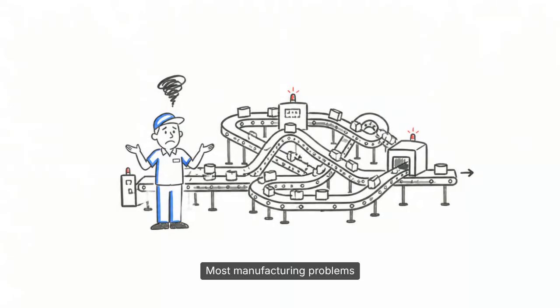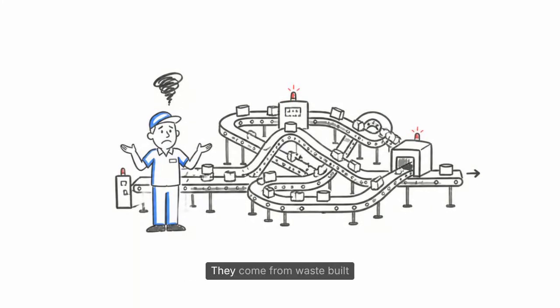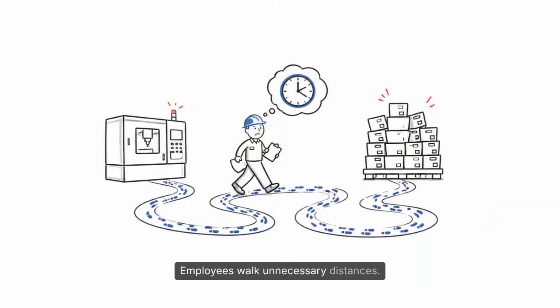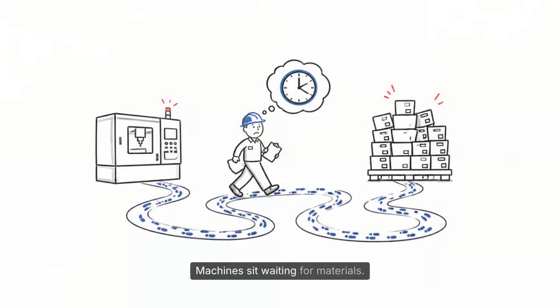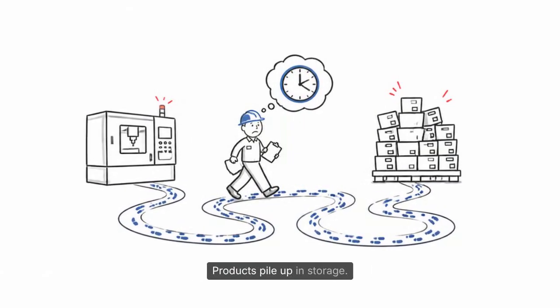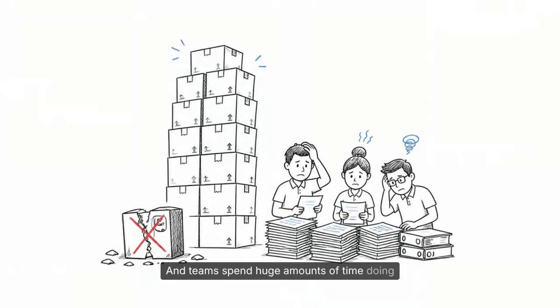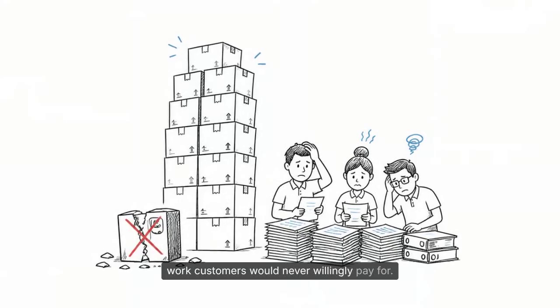Most manufacturing problems do not come from people being lazy. They come from waste built directly into the process. Employees walk unnecessary distances. Machines sit waiting for materials. Products pile up in storage. Defects create rework. And teams spend huge amounts of time doing work customers would never willingly pay for.